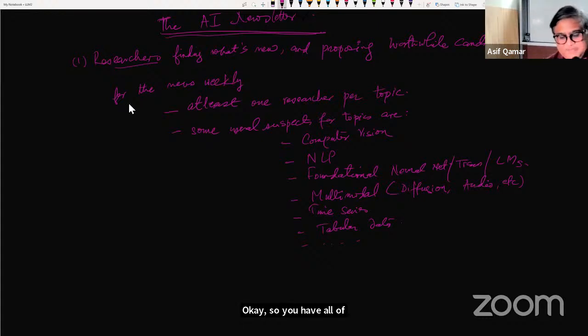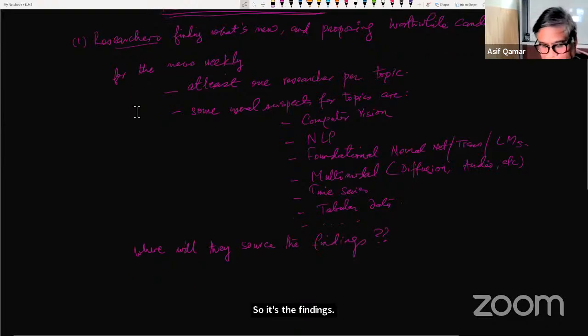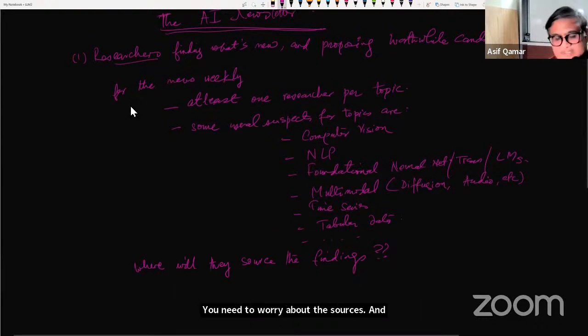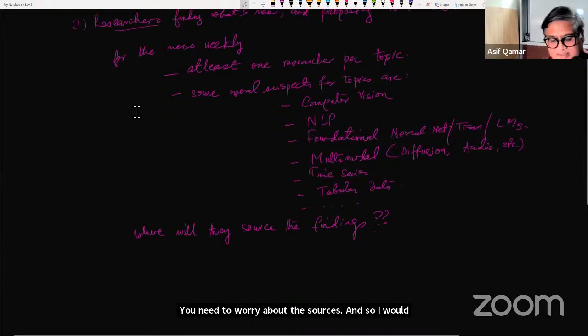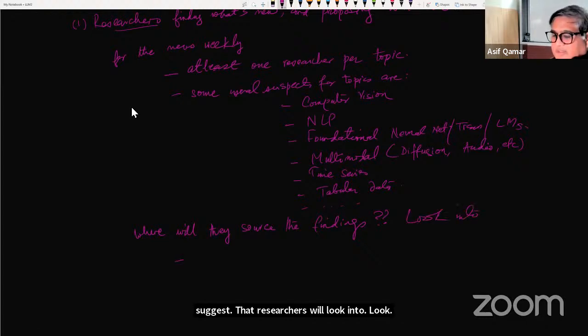Where will they get the news from? Source the findings. You need to worry about the sources. And so I would suggest that researchers will look into, where? What are some of the places you would look into? Archive. Archive is a no-brainer for emerging research.